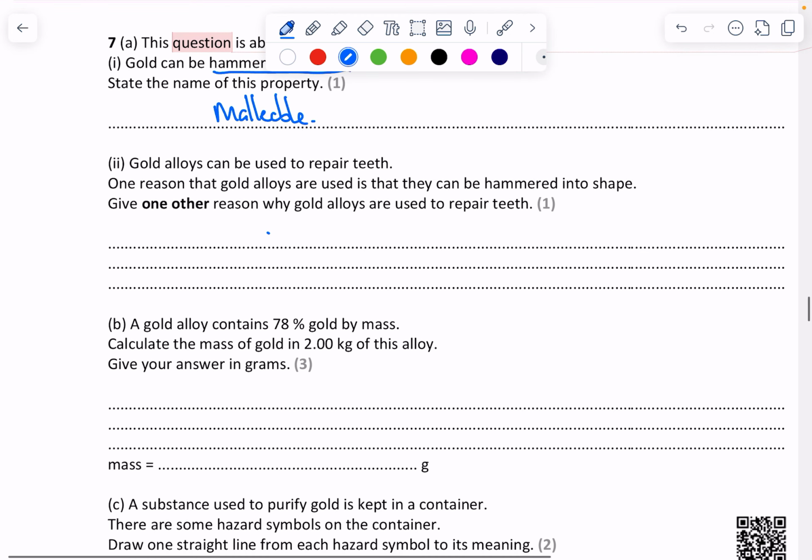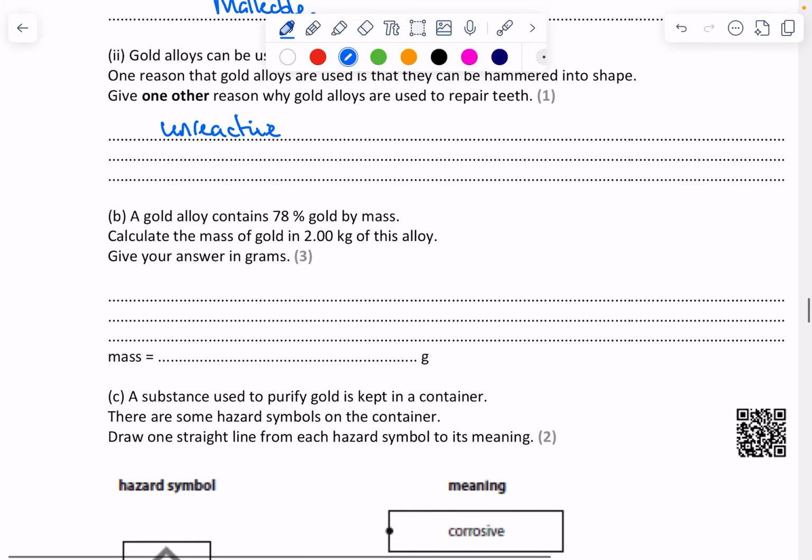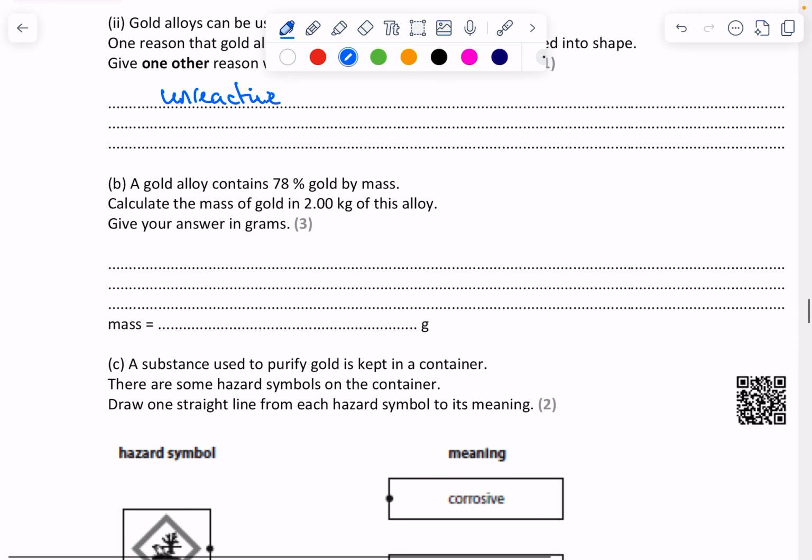Give another reason. So the other reason we've got here is that gold is unreactive, and that means it won't react with any moisture, any of the food you eat in your mouth.